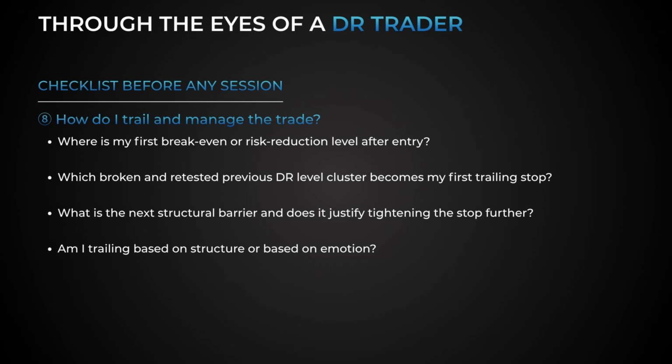8. How do I trail and manage the trade? Where is my first break-even or risk reduction level after entry? Which broken and retested previous DR level cluster becomes my first trailing stop? What is the next structural barrier, and does it justify tightening the stop further? Am I trailing based on structure or based on emotion?